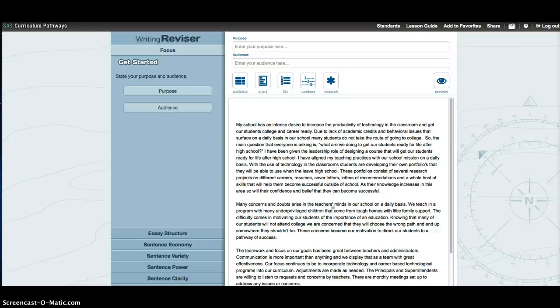Okay, here's the essay I submitted for the Writing Reviser. This essay comes from another class. The topic was technology in education, specifically technology within the school in which you are teaching.